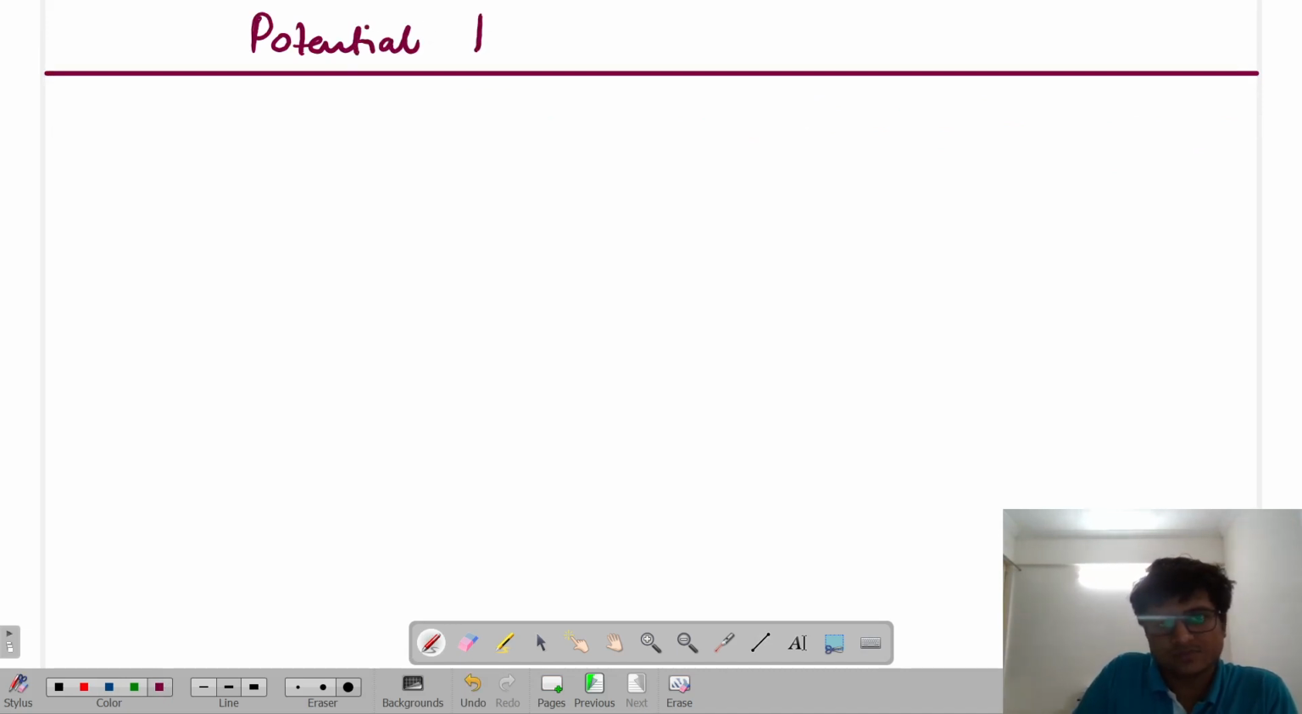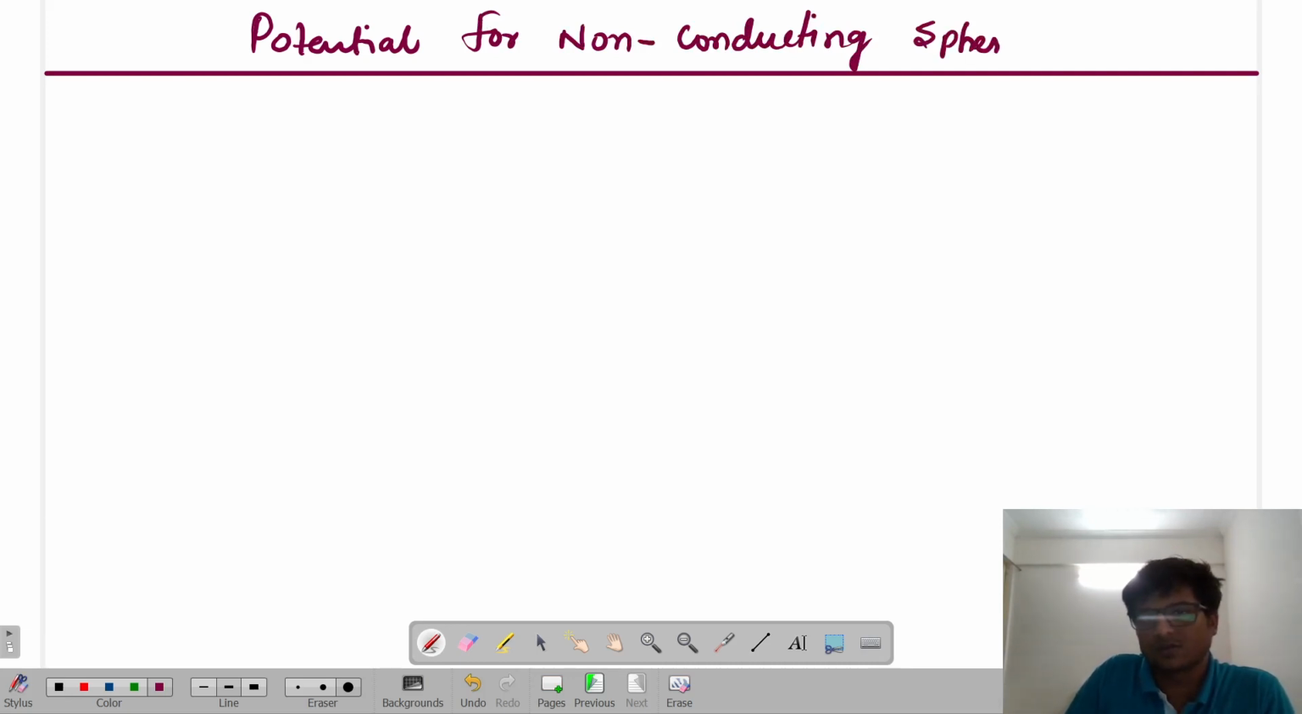Potential for non-conducting sphere. Now once again, you know that potential at infinity is zero. So we will always consider the integration with respect to infinity. Non-conducting solid sphere, let me write.